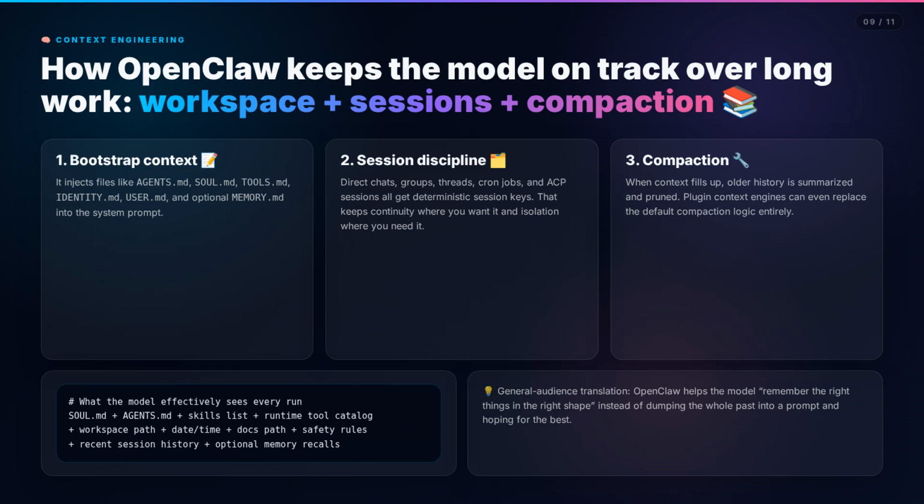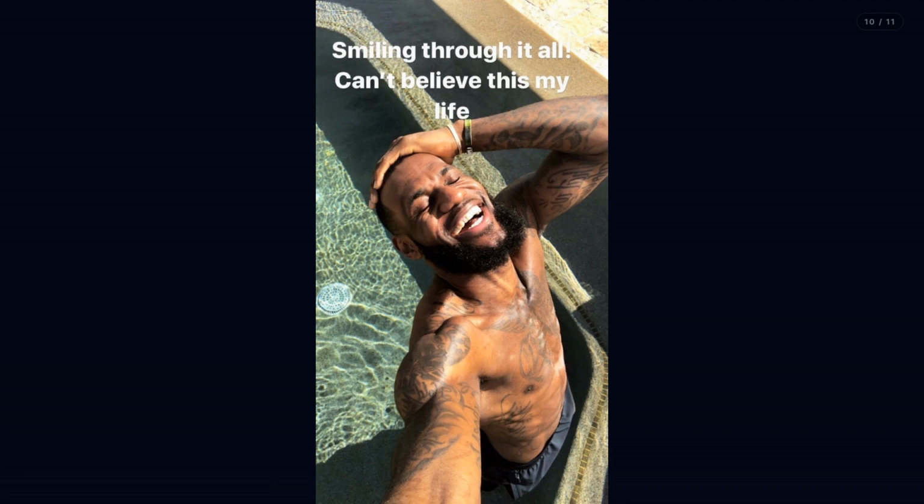Context engineering is another major piece. OpenClaw injects workspace files, skills, runtime metadata, and relevant memory into the prompt. Then when the context grows too large, it compacts and prunes the right things instead of simply forgetting everything that came before. The broader ecosystem matters too.